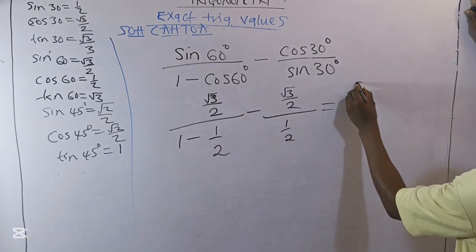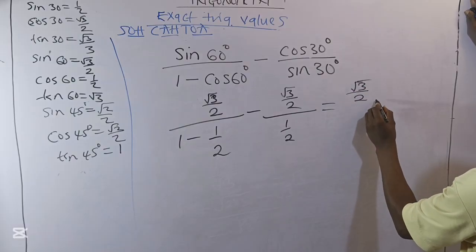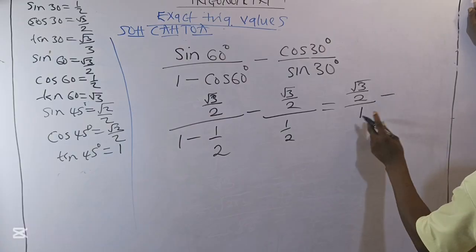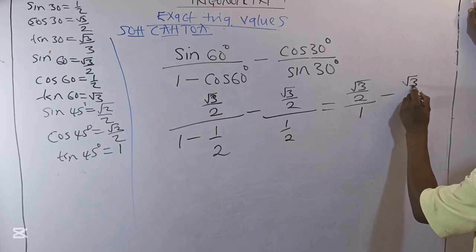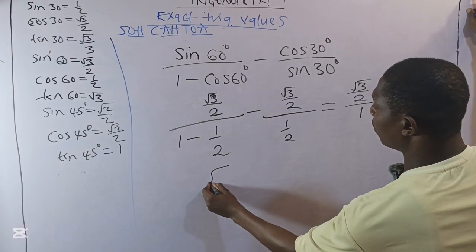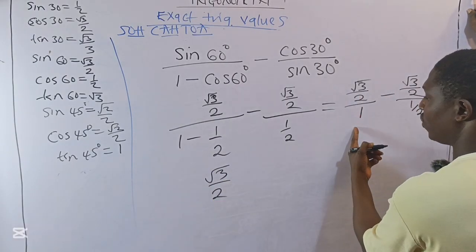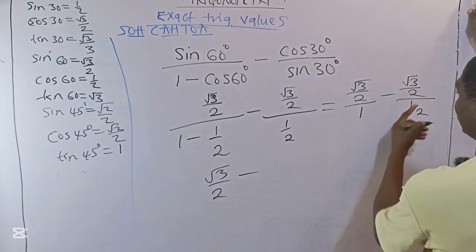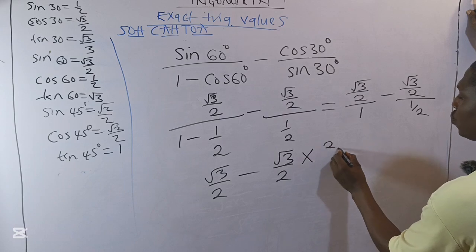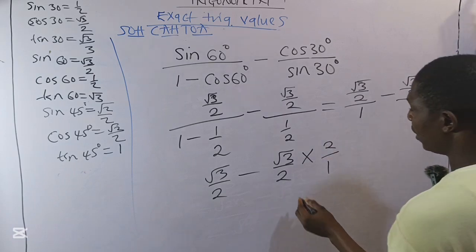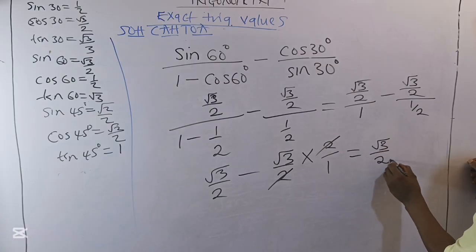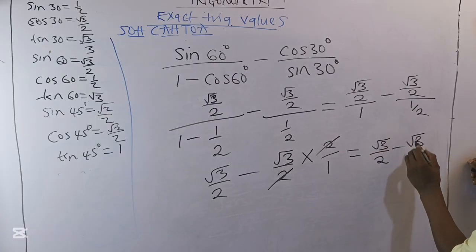So I'll have root 3 over 2 all over 1 minus half, which simply gives 1 over 2. This is root 3 over 2 all over 1 over 2. Now I will have root 3 over 2 minus root 3 over 2. If I change my division to times, I'll have 2 over 1 instead of 1 over 2. Now this can cancel this, and I'll therefore have root 3 over 2 minus root 3.